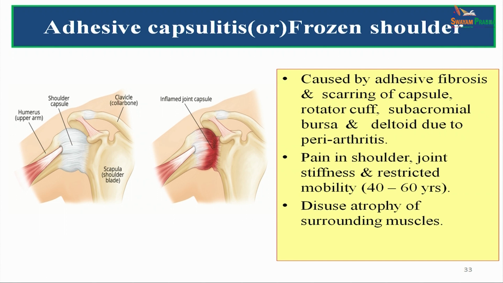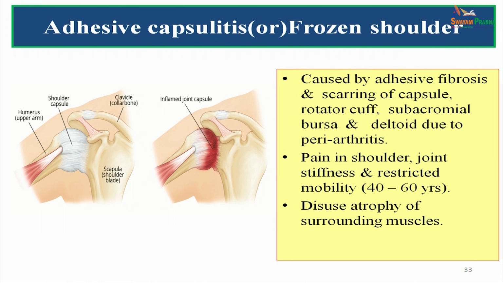Adhesive capsulitis is otherwise known as frozen shoulder commonly. It is caused by adhesive fibrosis or scarring of the capsular tissue. There is also scarring of rotator cuff, subacromial bursa and deltoid due to periarthritis. There is severe pain in the shoulder, there will be joint stiffness and restricted mobility.